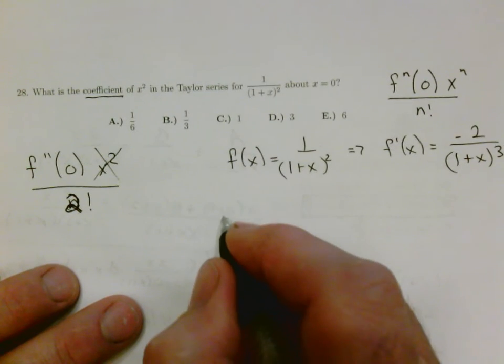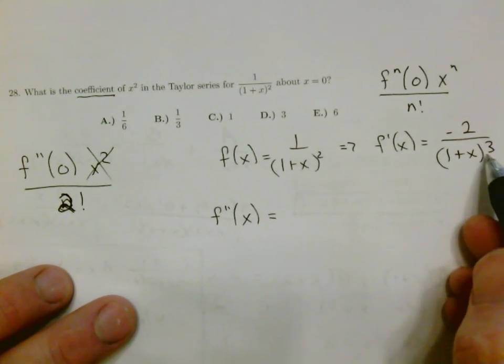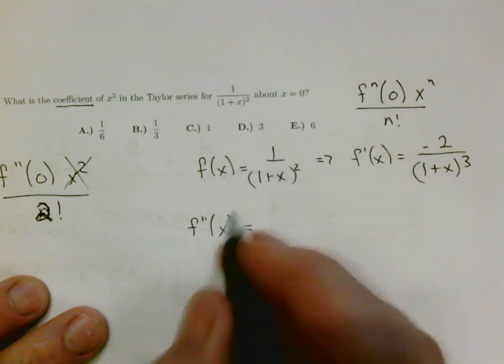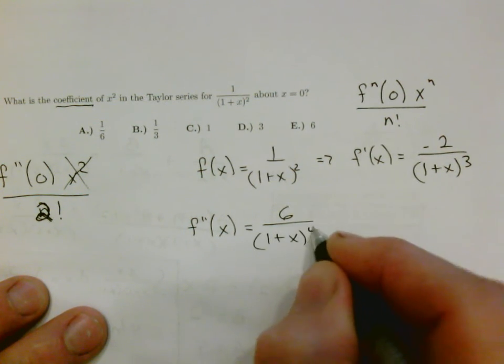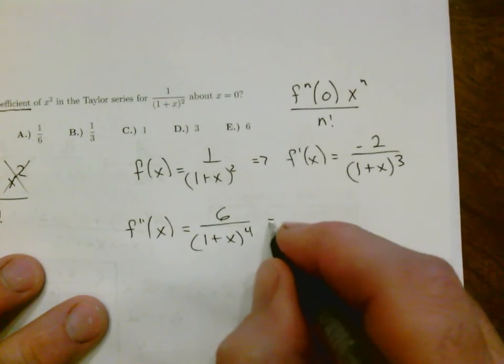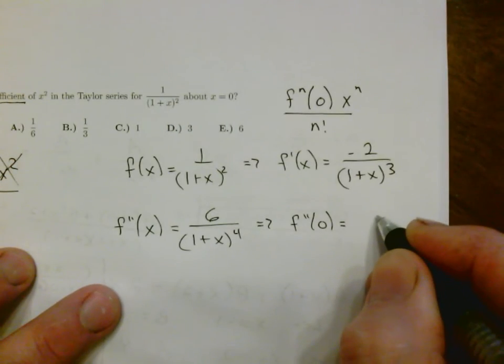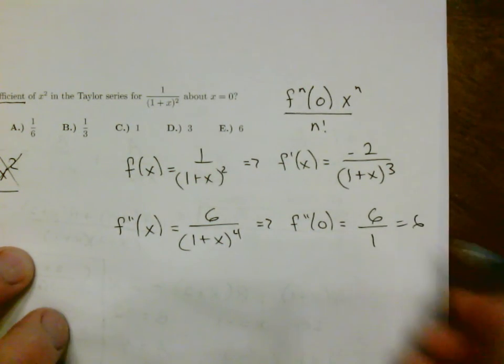Okay, and then we do the second derivative. So the second derivative evaluated at x, do the same thing. This is like the negative third power. So you bring it down, negative 2 times negative 3 gives you 6, all over 1 plus x to the fourth. And now I just need to evaluate this at 0. So it's equal to 6 all over 1, so you get 6.